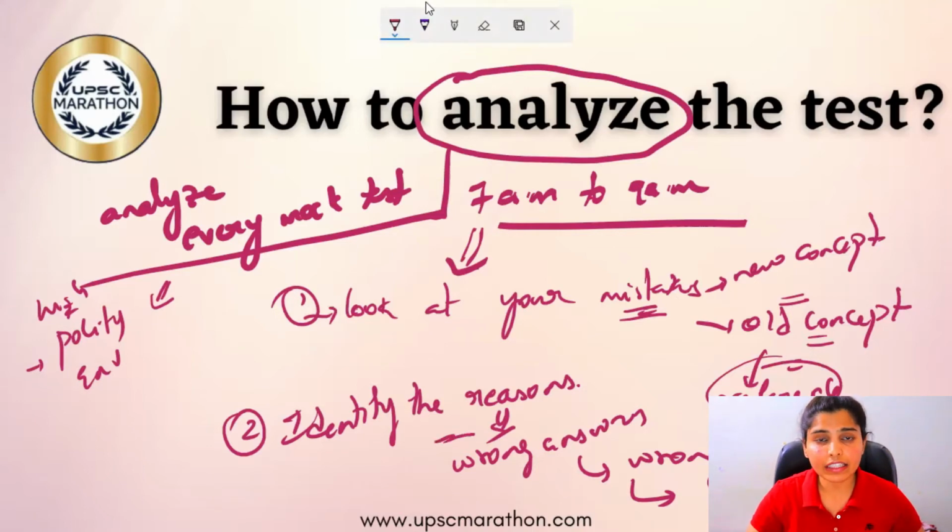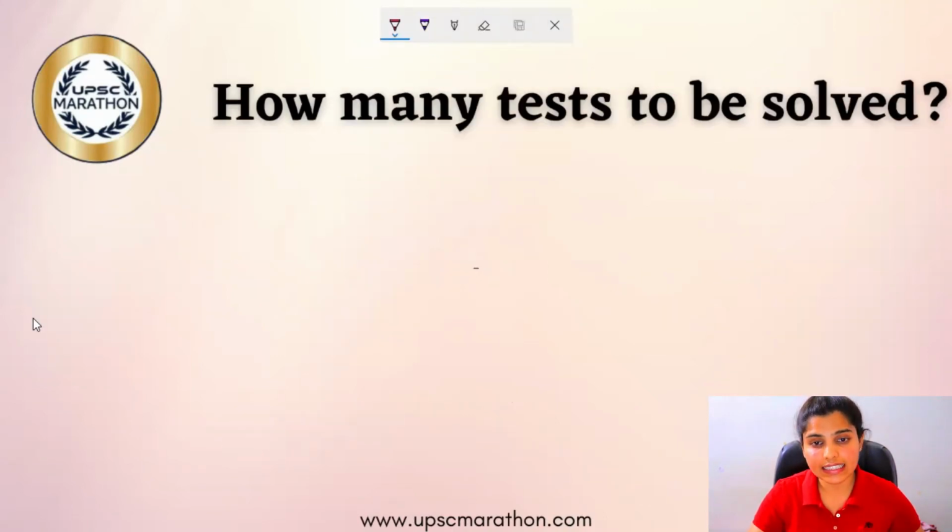And then identify the reasons why you're committing the wrong answers. Is it because of wrong interpretation, or because of missing conceptual clarity, or because of wrong bubbling? Even that happens in the examination hall. Try to avoid those silly mistakes. And then finally, you are supposed to segregate your strengths. How is your accuracy in different subjects like polity, environment, geography and so on? Fine. So this is about analyzing the test.